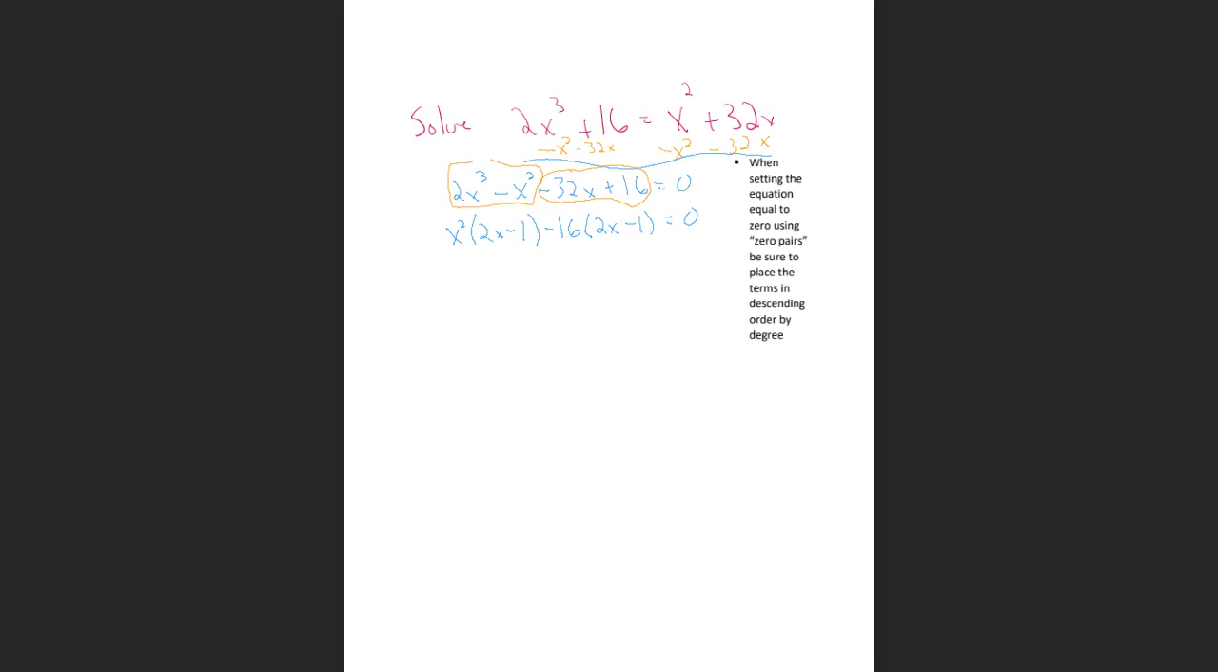Now that I've factored out the GCF of each pair, I'm now looking for a common binomial. And notice how, again, there is that 2x minus 1 that's in common. So we want to pull that out. So 2x minus 1 comes out, and this x squared minus 16 would be left.